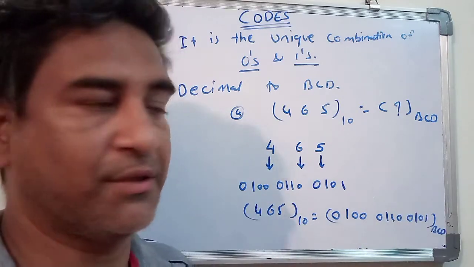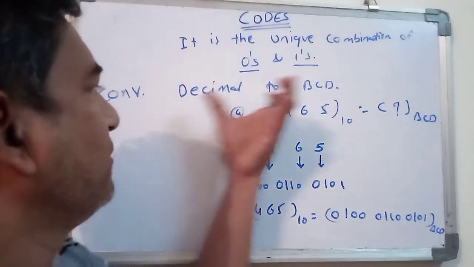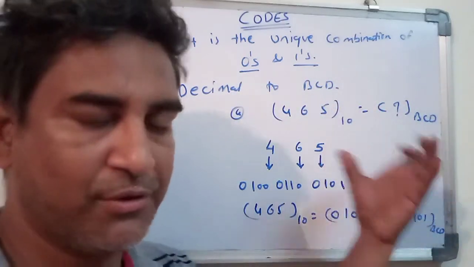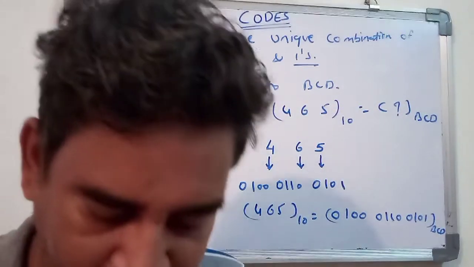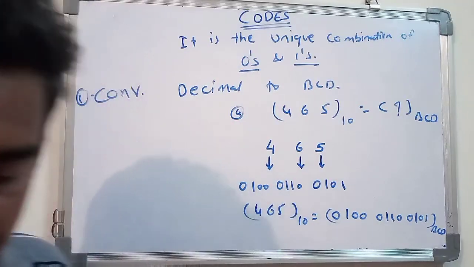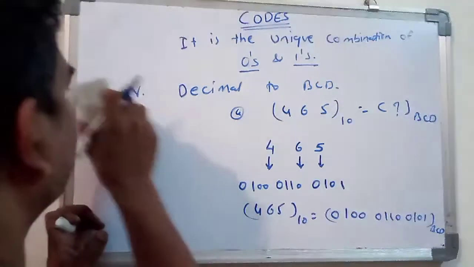The same thing may be asked in the examination also. Suppose there is a conversion. You have to make a conversion from decimal to BCD. In the examination also, you have to follow the same steps. Now suppose you have a BCD number given.